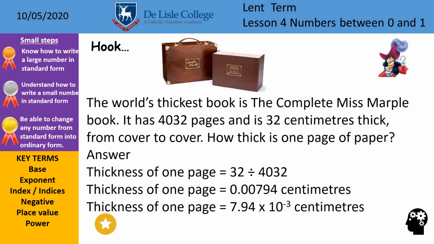Okay, so returning to our story earlier, the world's thickest book is The Complete Miss Marple, with 4,032 pages, which is 32 centimetres thick from cover to cover. The thickness of one page, well, we take our total thickness, 32 centimetres, and divide it by 4,032. That gives us 0.00794 centimetres, or 7.94 times 10 to the power minus 3 centimetres. If you were putting it in millimetres, I think it would be 7.94 times 10 to the power minus 2 millimetres. Very thin.